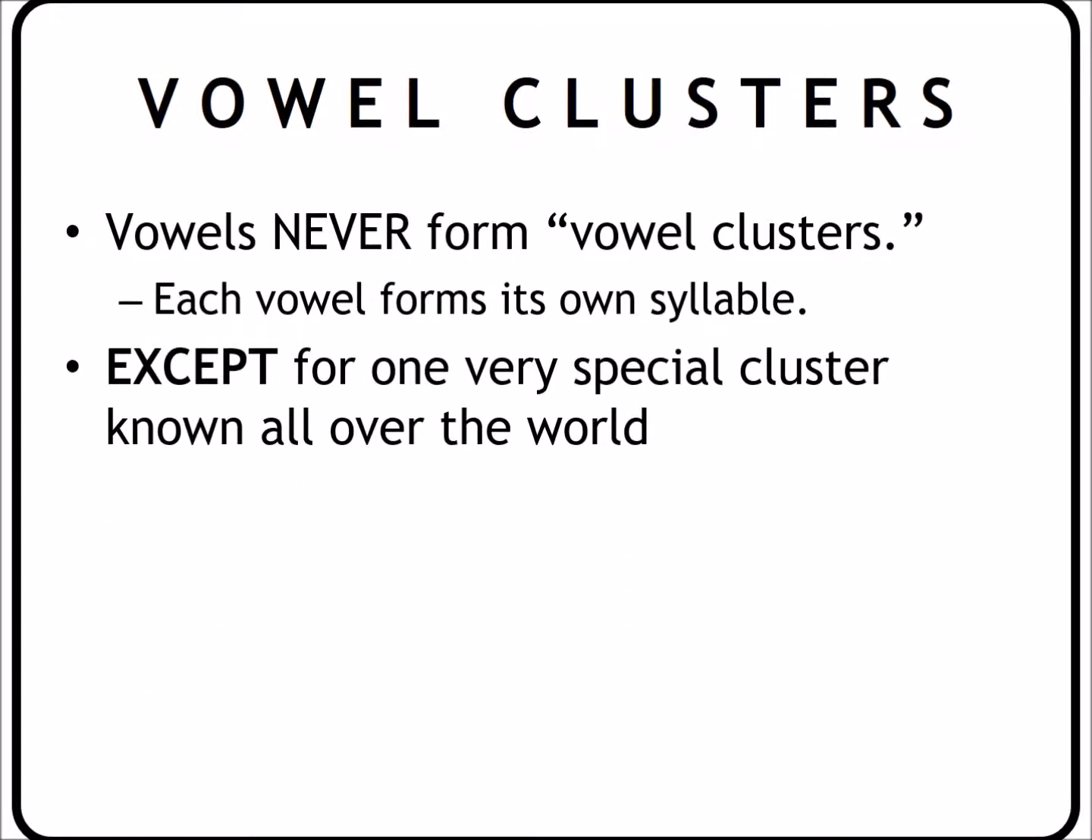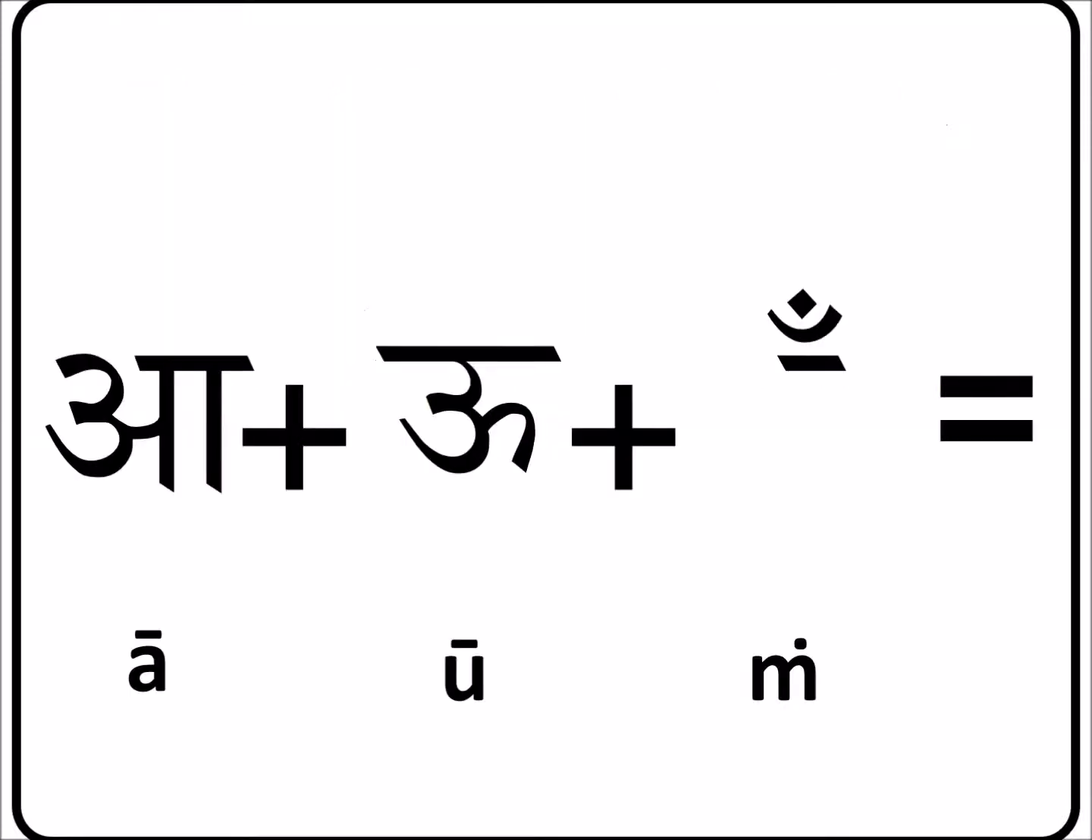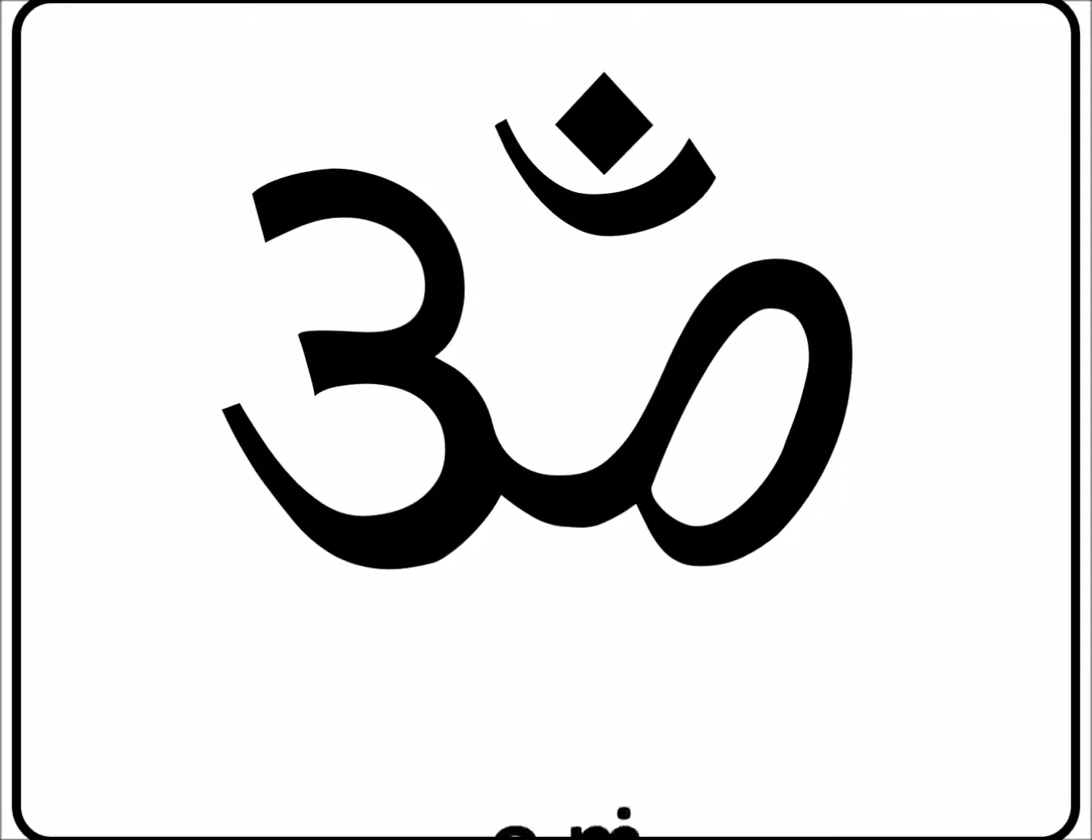But there is one major exception to this rule as far as vowel clusters are concerned. There's only one vowel cluster that exists, and it's not unique to Sanskrit. It's known to the entire world. It is known for its divine glories and divine attributes. It is the combination of a, u, and ma to get om.